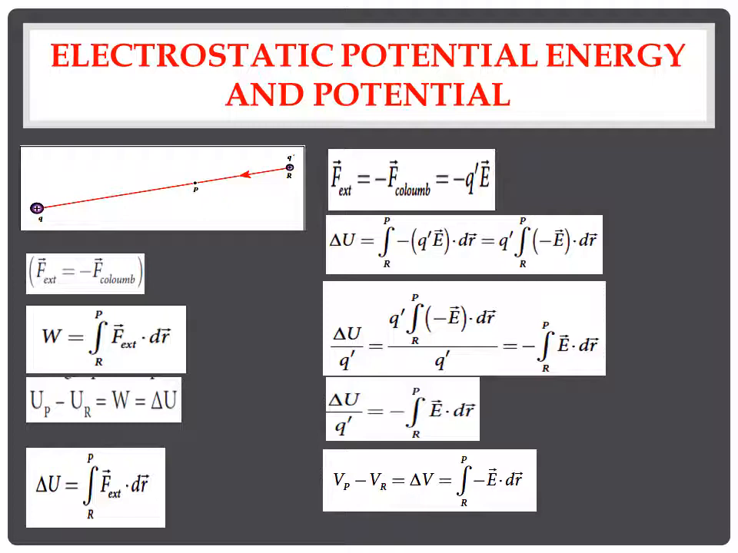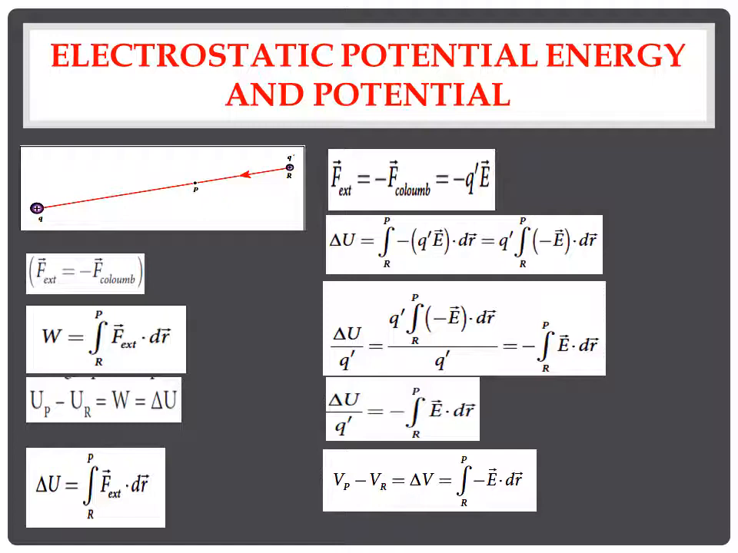So work has to be done to overcome this repulsion. So this work is stored as your potential energy. Now the test charge Q dash is brought from R to P. As we said, it is brought from the point R to P with a constant velocity, which means the external force used to bring the test charge Q dash from R to P must be equal and opposite to the Coulomb force. Therefore, we write F external is equal to minus F Coulomb.